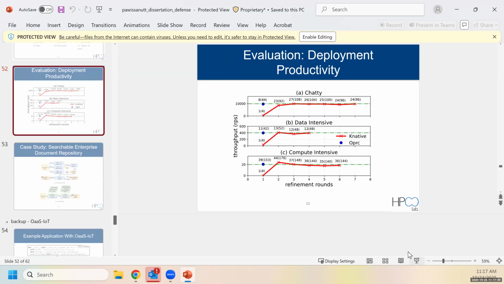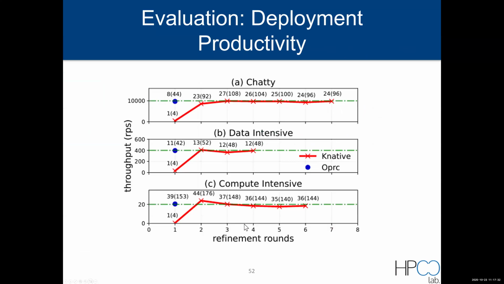Yeah, this is a deployment productivity that we have done the work together. So we have 3 classes of application, and then we see one. To deploy the system, we want to meet some specific SLA or SLO. Here we have a specific throughput target, and if we want to do it manually, we need to do multiple rounds of fine tuning.